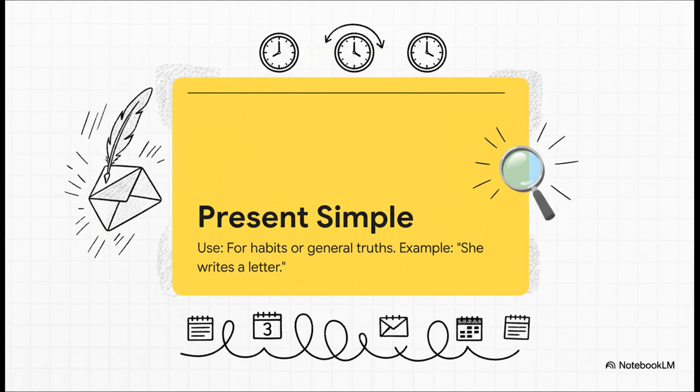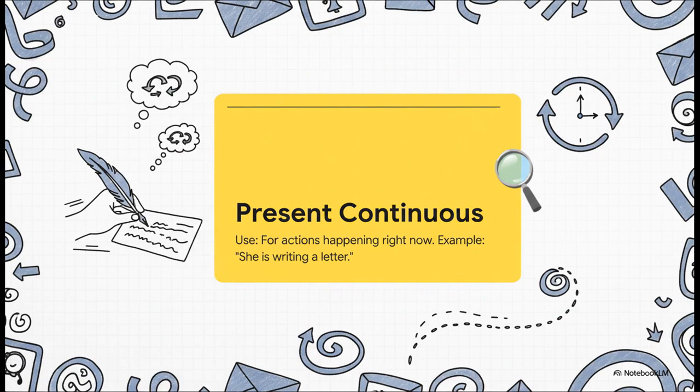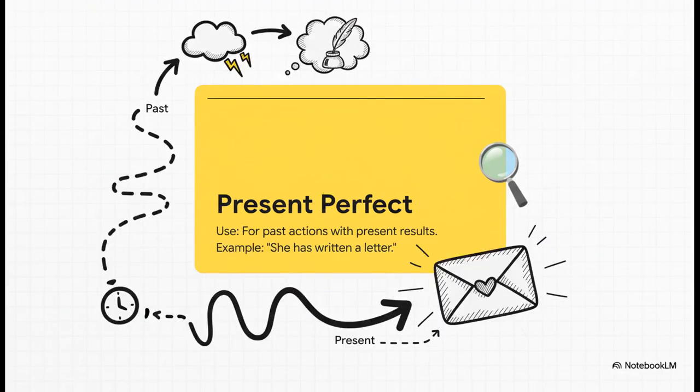It's a habit. Okay, now let's make it continuous. All of a sudden, the action is happening this very second. She is writing a letter. You can almost picture it, can't you? The pen is moving, the words are appearing on the page right now. The perfect aspect is really cool. It builds a bridge from the past to the present. She has written a letter. Means, yeah, the writing part is done, but the result, the finished letter, is here, and it's important now.